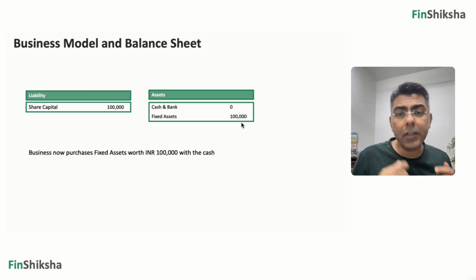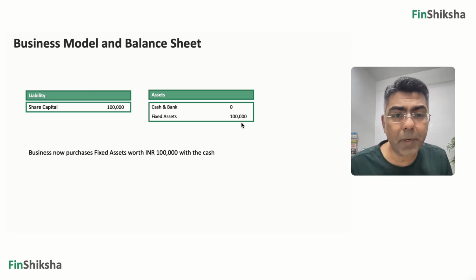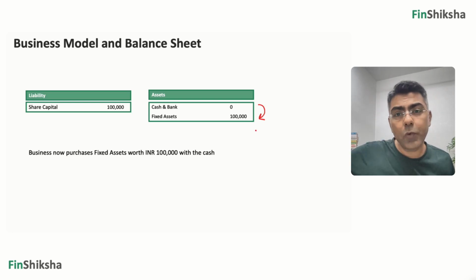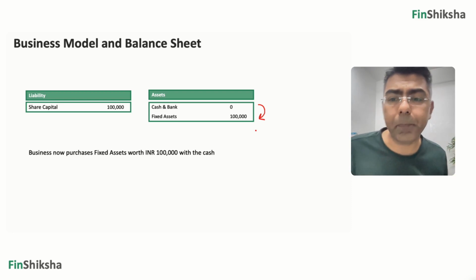So what's going to happen is you're going to see this kind of a structure happening where money has now gotten rearranged, because money has gone out from your bank account and you've purchased, let's say, a fixed asset out of it, maybe some furniture, maybe some computer, something has been purchased at this point of time.